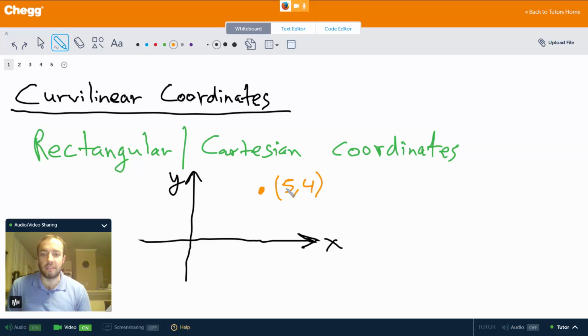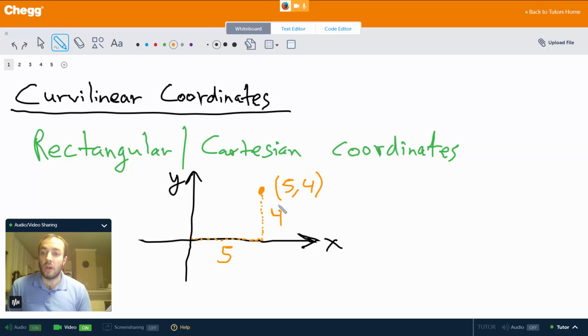So what does this 5 represent? Well, what it means is we go 5 units in the x or the horizontal direction. And the 4 means we go up 4 units in the vertical direction. So 5, 4. Okay, so that's how we represent this point in the rectangular or the Cartesian coordinate system, and that's how we interpret the coordinates. So the 5, the x-coordinate, means 5 units in the x or horizontal direction, and the 4 means 4 units in the vertical or y direction.